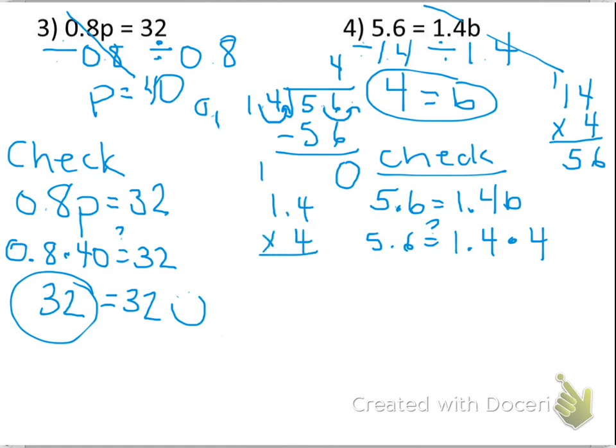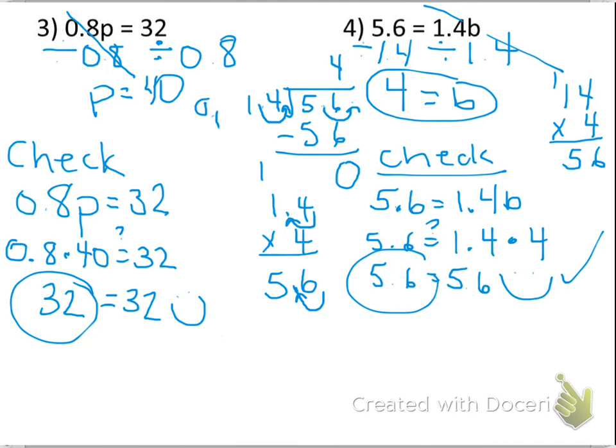4 times 4 is 16. 4 times 1 is 4, plus 1 is 5. Then we have 1 decimal place up here, so we have 1 down here as well. So that means that 5 6/10 is equal to 5 6/10. We got it right. Yay! If you got a different answer here, again, or sorry, over here, again, you need to go back and check your answer.